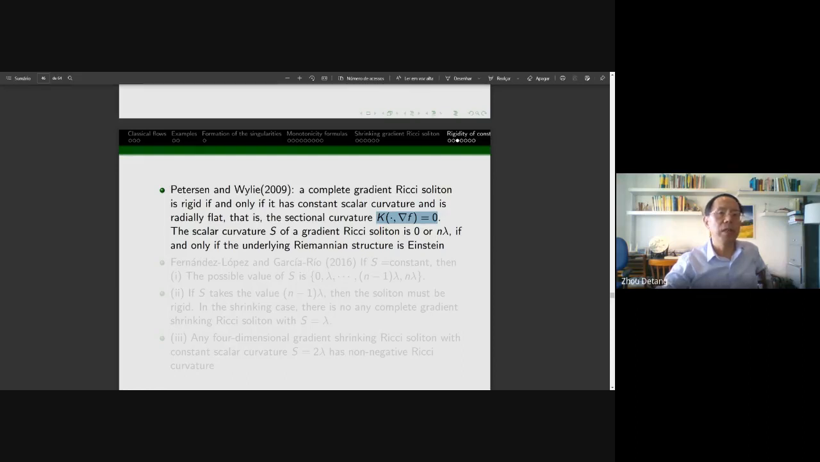then they prove that the soliton is rigid if and only if the scalar curvature is 0 or n lambda. In this case, lambda is 1/2. So if and only if the underlying metric is Einstein. So they proved that if the scalar curvature is constant and equal to 0 or this number, then it has to be Einstein.